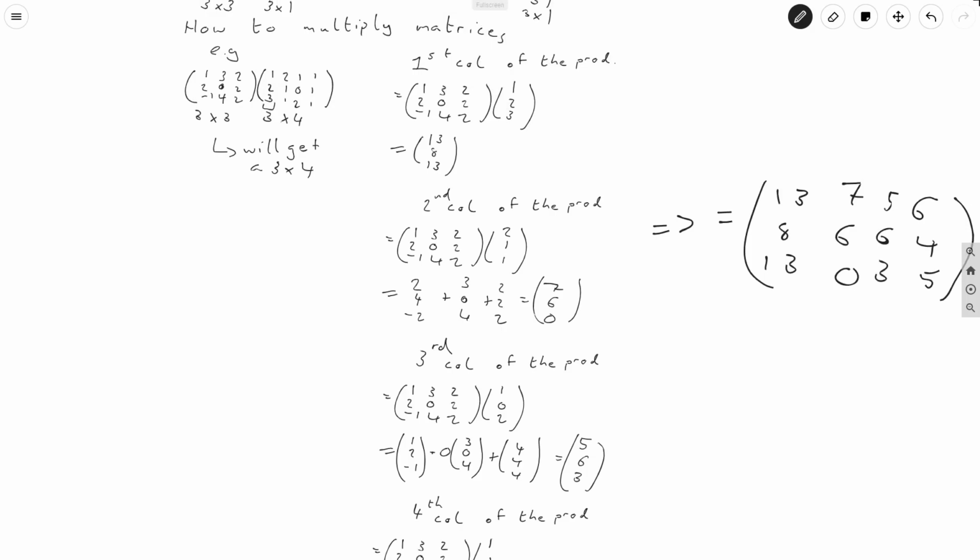Matrix multiplication can be a bit cumbersome sometimes, but as long as you break it down into individual vector matrix multiplications, it becomes a lot easier, and you can just work out each column individually.